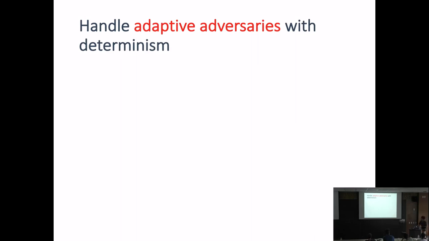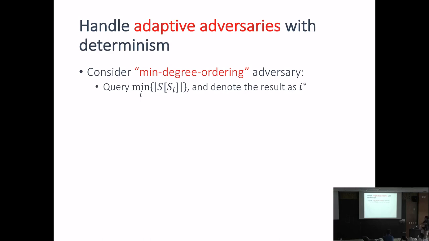So one way to handle this adaptive adversary is to use determinism. So consider this min degree ordering adversary. The min degree ordering adversary is just what we need to do to solve the min degree ordering problem. So every time you just query the min reachable set, and then it does some operation based on the result he gets for the query, and then repeats this process.